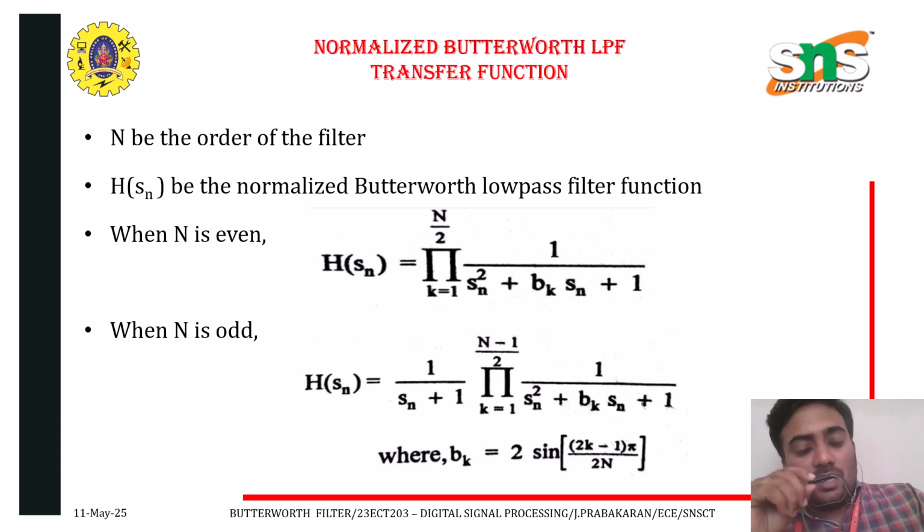And the normalized Butterworth low pass filter transfer function, where capital N is the order of the filter and H of S suffix n is the normalized Butterworth low pass filter. Here you can see the formula for when N is even: H of Sn equals the product for k equal to 1 to N divided by 2 of 1 divided by Sn square plus bk Sn plus 1. Also, you can see the formula for N odd.